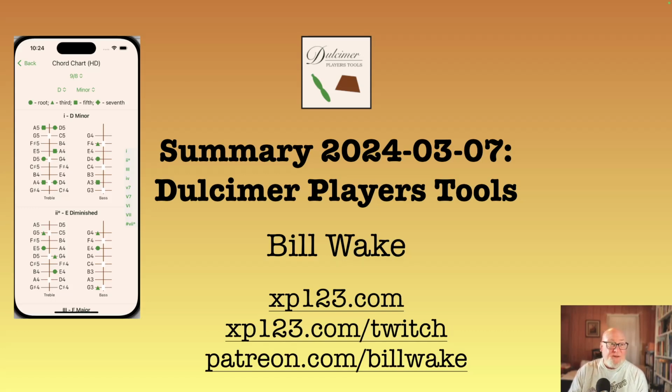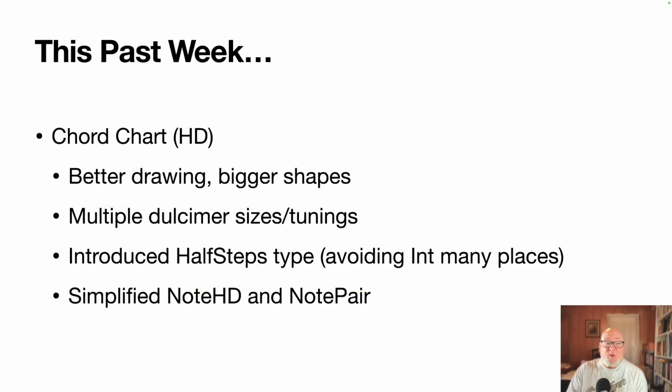We were focused on the chord chart for the hammer dulcimer and some cleanup. So we did a better drawing, a different approach to it, and I'll show that in a moment. Some bigger shapes. We allowed for multiple dulcimer sizes and tunings. We did some refactoring to introduce a HalfSteps type that let us avoid places where we're talking about int without being clear about what they were. And we simplified the NoteHD and NotePair structures.